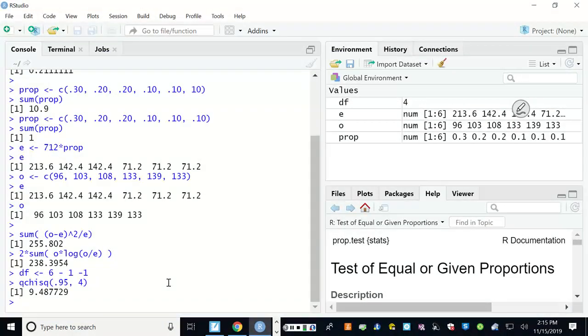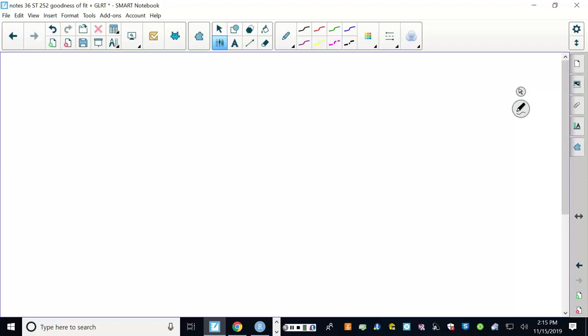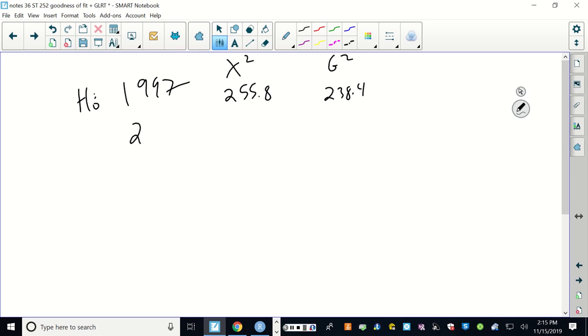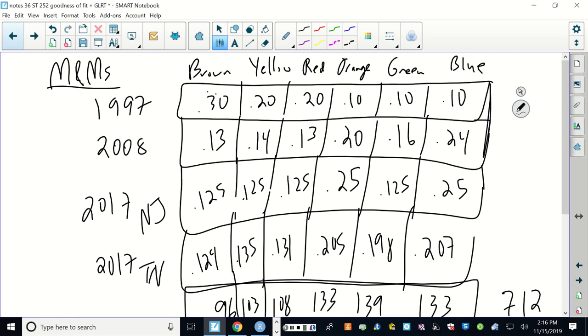I could put those proportions in, change the expected values, and see what you get for these statistics. If the null hypothesis is 1977, we get an X squared value of 255.8. The G squared value is 238.4. A small difference. Anyway, it's still a large number. The 2008 one, do you think that's going to be a smaller number or a bigger number?